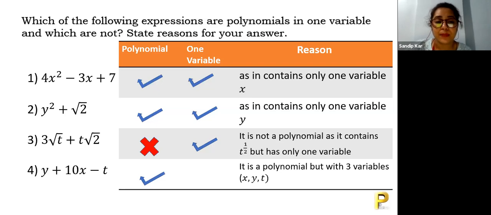Y plus 10x minus t, it is a polynomial. You can see that the power of all the alphabets is a whole number. Therefore, it is a polynomial, and it is not a polynomial in one variable because you can see y, x, t. So we have three variables in this case.